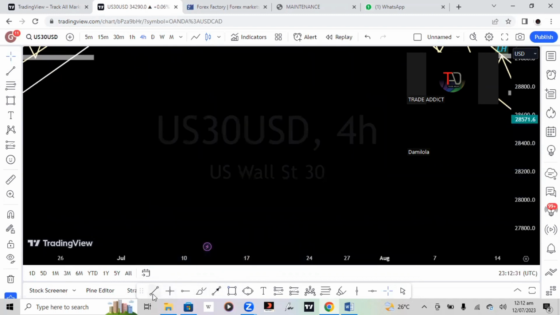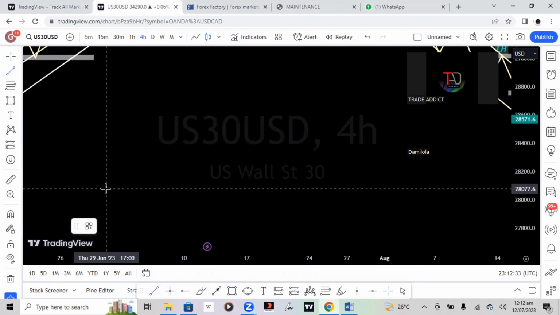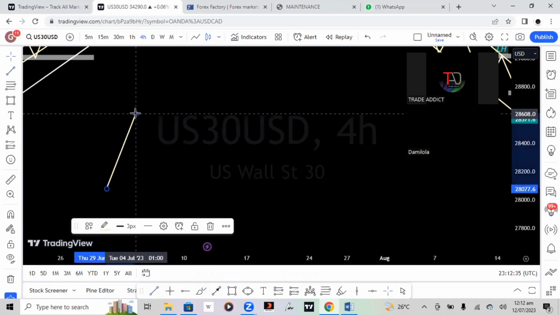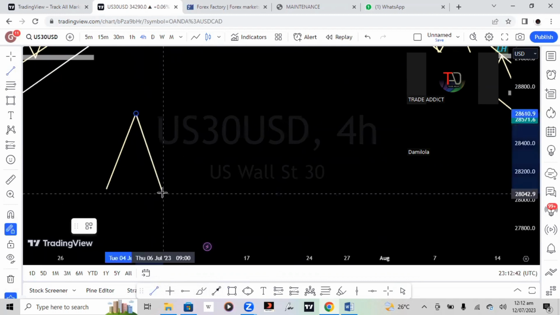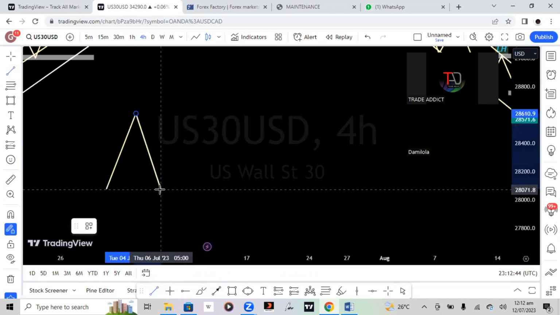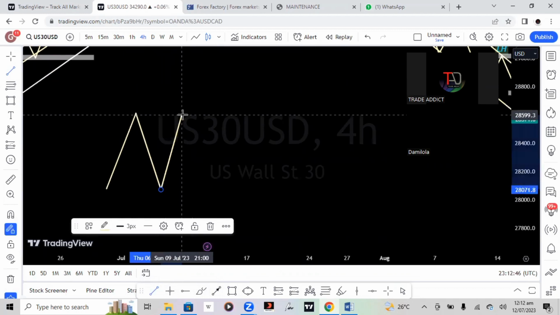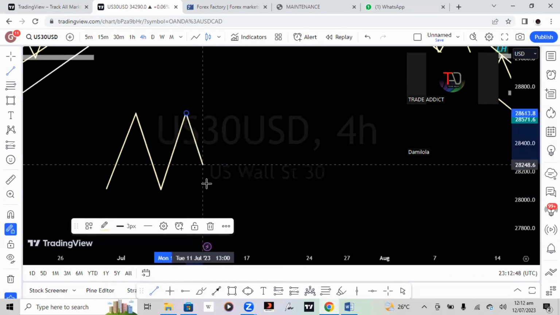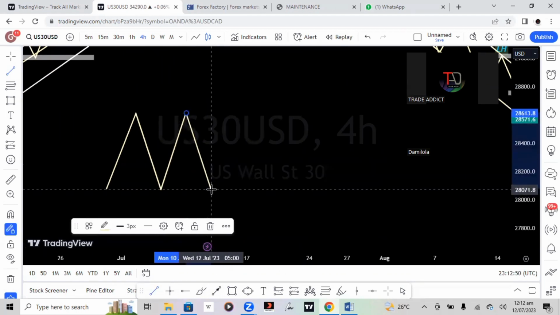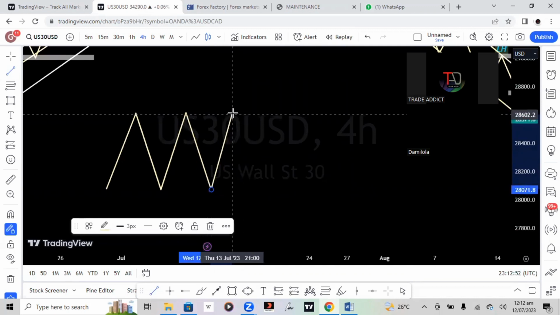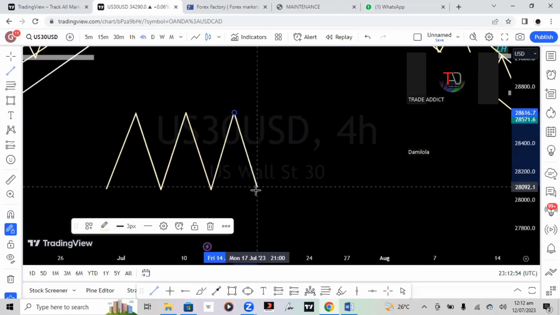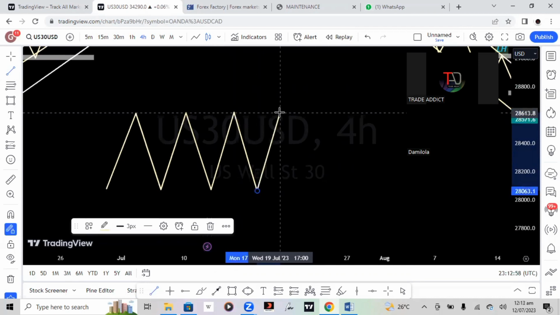Sideways market or a ranging market. So in a sideways market, price doesn't have a particular direction. In a ranging market, price tends to move like this. So this is called a ranging market or a sideways market or a consolidation market.